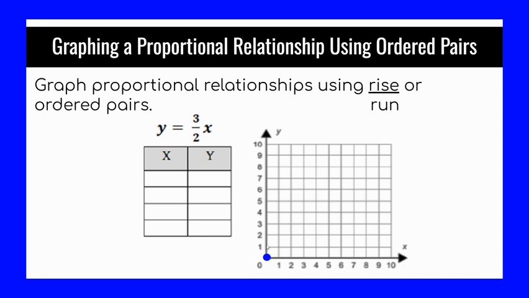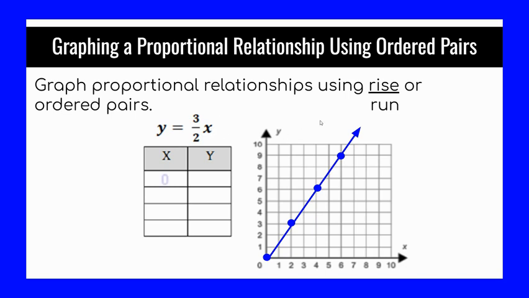I go up 1, 2, 3, and I go to the right 1, 2, put a point. Then you go up 1, 2, 3, and you go to the right 1, 2, put a point. Do it again, go up 1, 2, 3, go right 1, 2, put a point, and now I have my line.